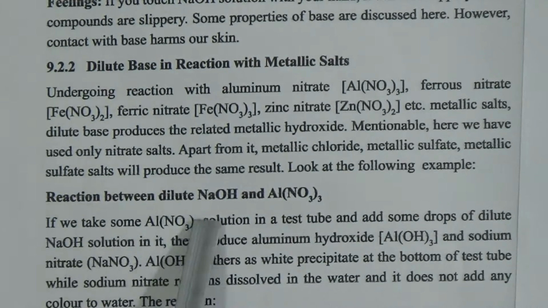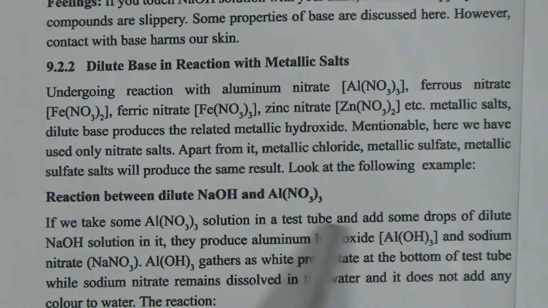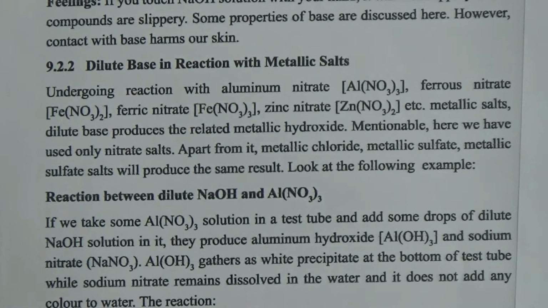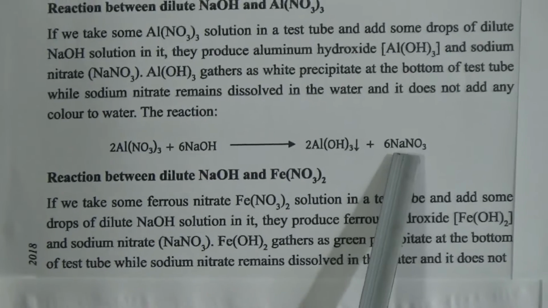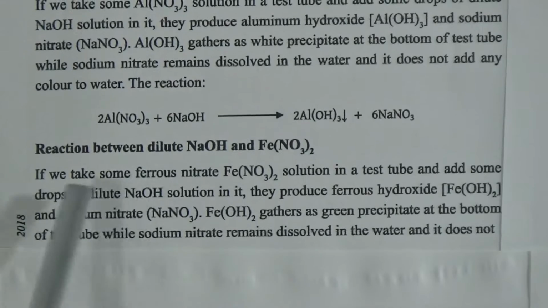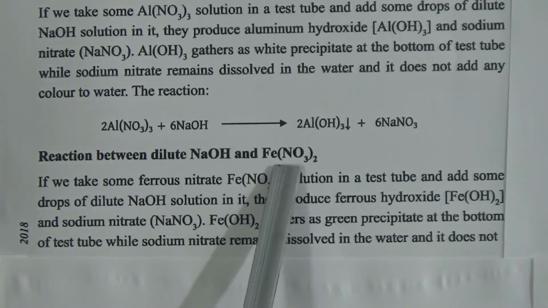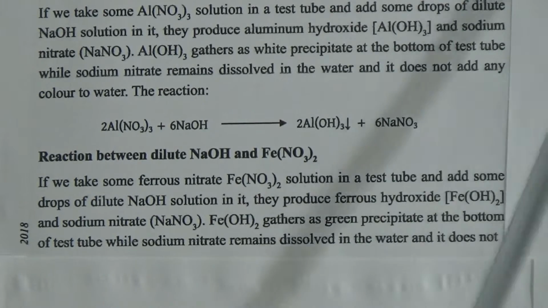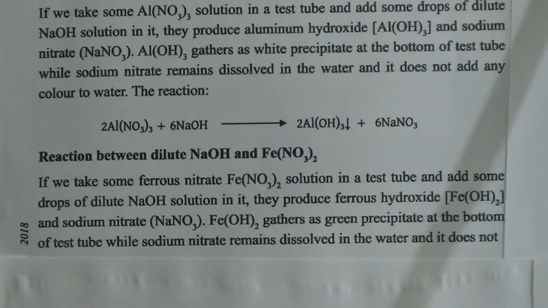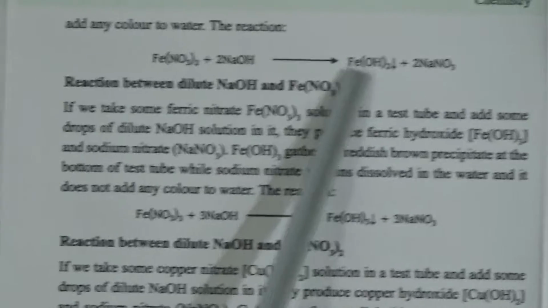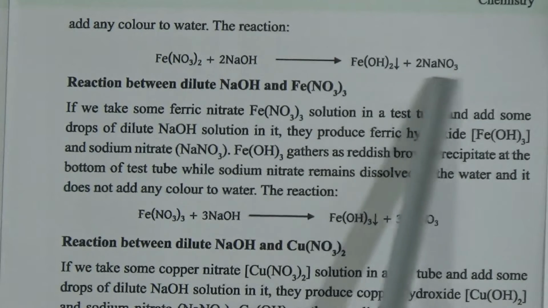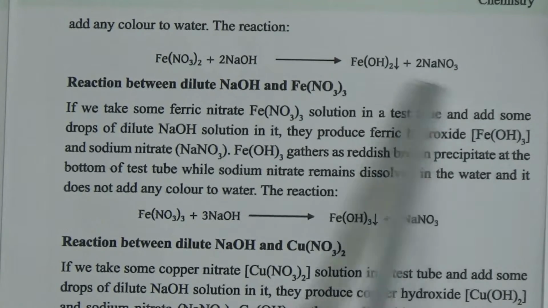Now come here, reaction between dilute sodium hydroxide and ammonium nitrate. Here if you observe, ammonium nitrate reacts with sodium hydroxide and produces ammonium hydroxide and sodium nitrate. And the next reaction is between sodium hydroxide and ferrous nitrate. Ferrous nitrate reacts with sodium hydroxide, producing ferrous hydroxide and sodium nitrate salt.